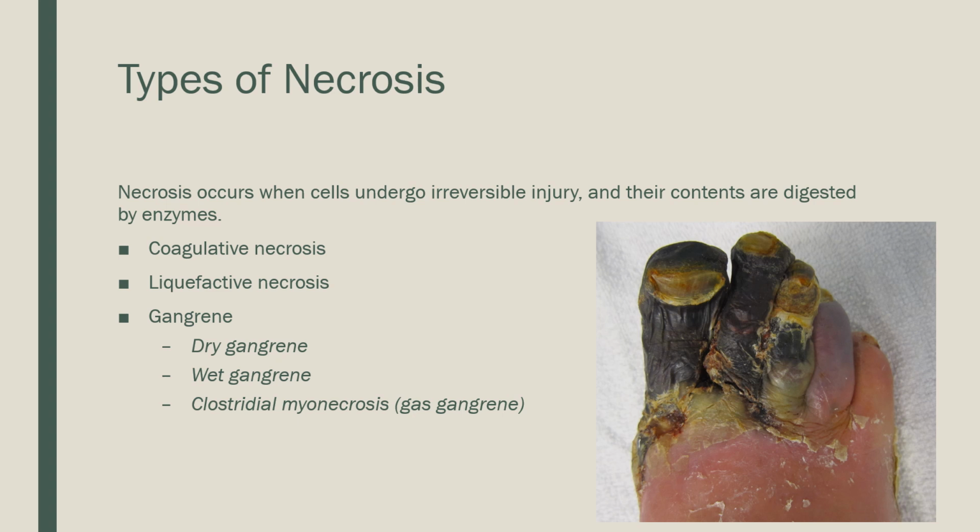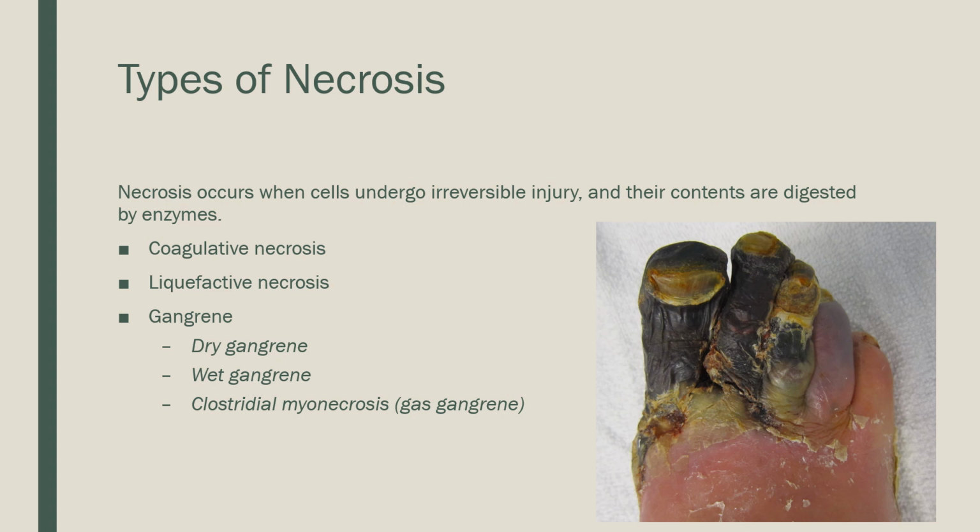Liquefactive necrosis occurs when the cells are digested by their own enzymes, leading to a liquid mass. This is common in brain tissue or in bacterial infections. It is seen in wet gangrene due to bacterial infections. Gangrene is a form of tissue death associated with bacterial infections and poor blood supply.